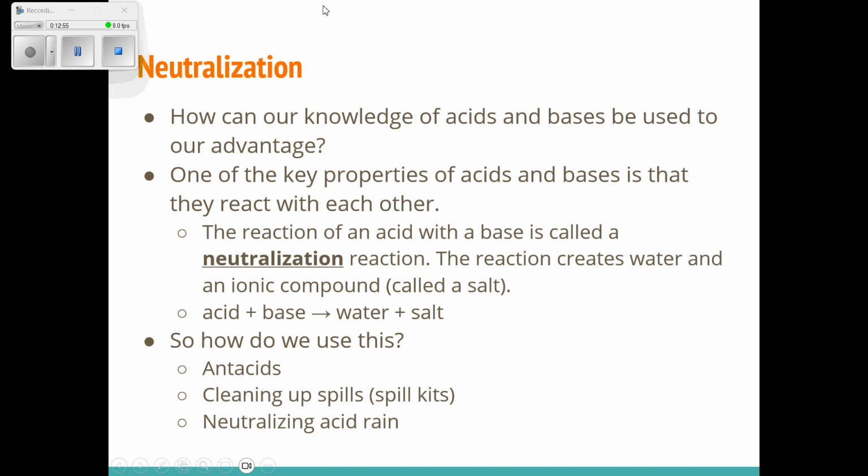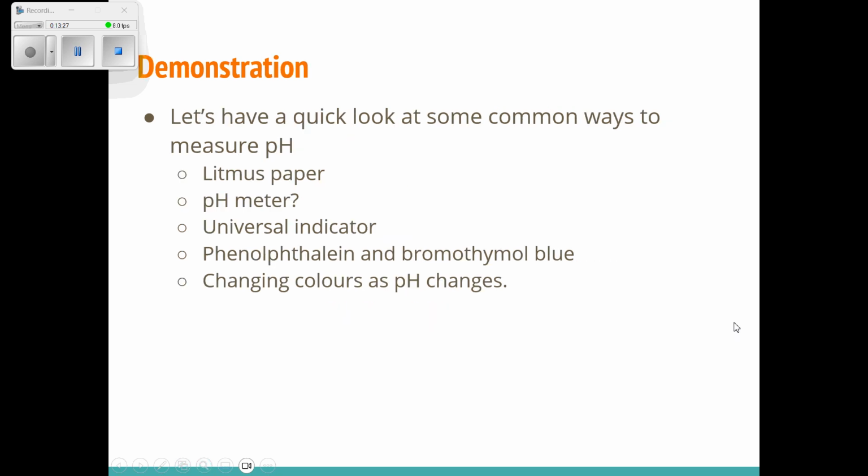So neutralization happens when we add an acid and a base together. They're going to neutralize each other. They're going to make that pH 7. So this reaction actually creates water and an ionic compound, mainly a salt. If you put an acid plus a base, you're going to produce water and a salt, and it's going to become a pH of 7. We use this using antacids or potentially cleaning up spills and also neutralizing acid rain. So we're going to get into acid rain here soon.